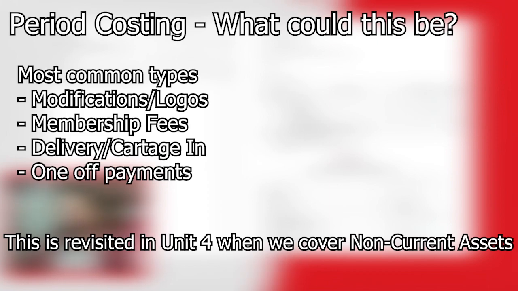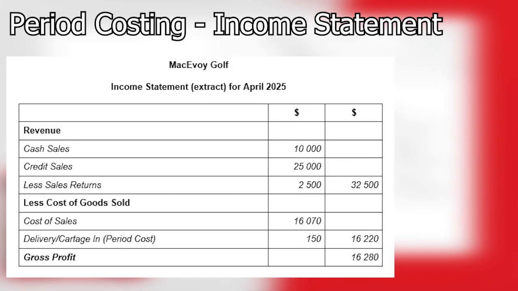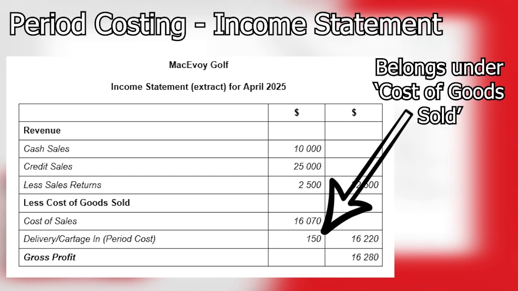So how does that appear on the income statement? And we're going to do an extract of McAvoy Golf. So you see here, we've got the cash credit, sales returns. We've got all that. I'm just going to leave that there. I want to focus on the less cost of goods sold. So you see what they've sold here, $16,070. But then you've got delivery, cartage in fees, which is $150. So that $150 would include the $50 we did there.